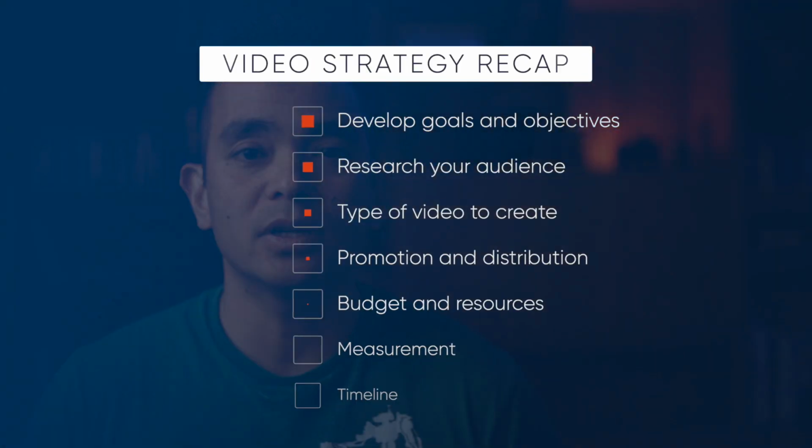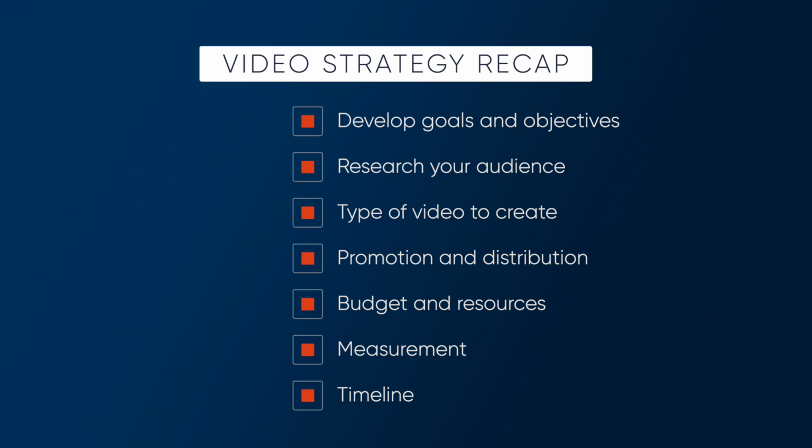Let's recap the steps of an effective video strategy. The first is developing goals and objectives. The second is to research and really understand your target audience. The third is knowing what type of video you're going to be producing based on the first and second steps. The fourth step is having a promotion and distribution plan. The fifth step is having a budget and resourcing plan. The sixth is measuring the effectiveness of your video. And finally, the seventh step is developing a timeline.